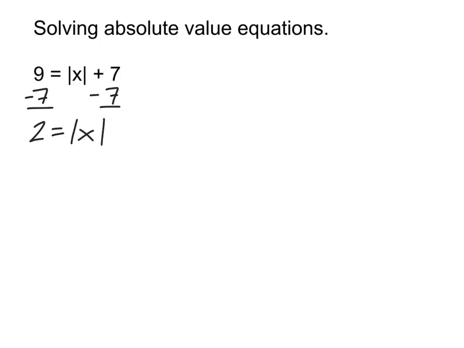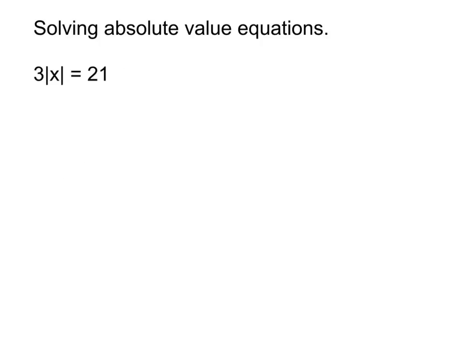And so if 2 equals the absolute value of x, what does x equal? 2 and negative 2, yes. And so there's our actual answer then. X equals 2 and negative 2.